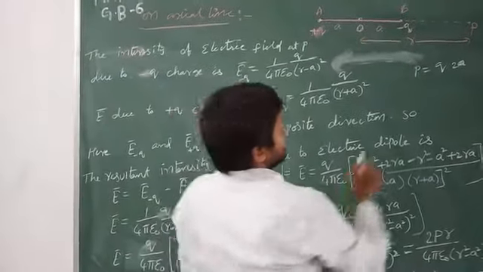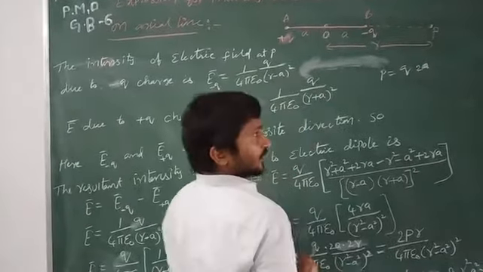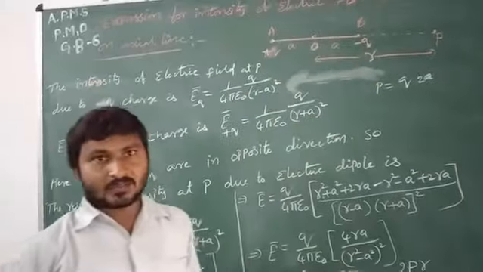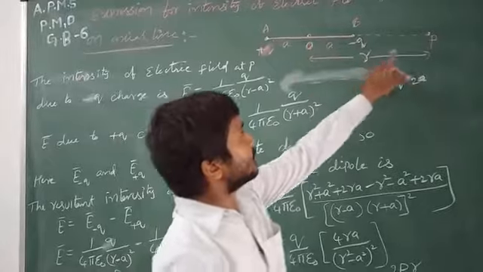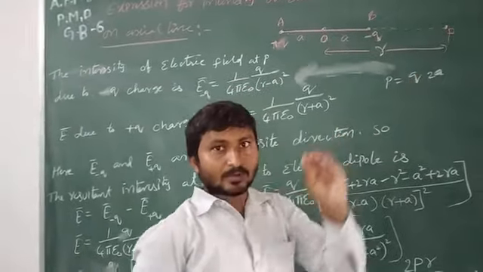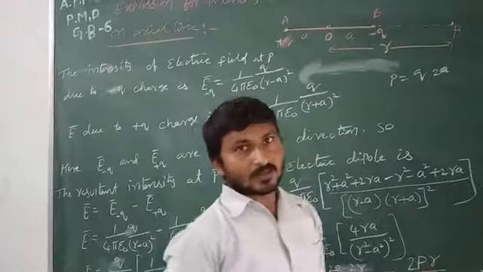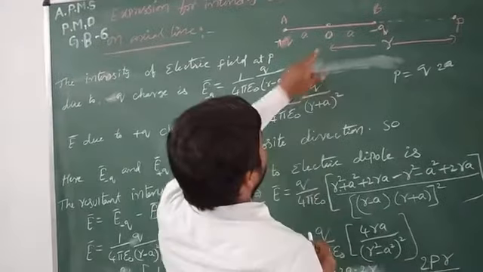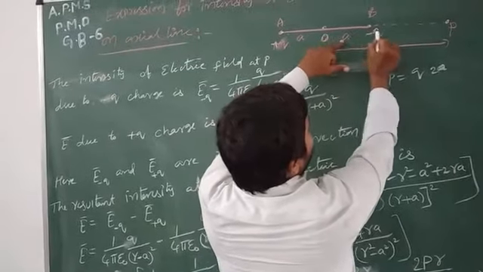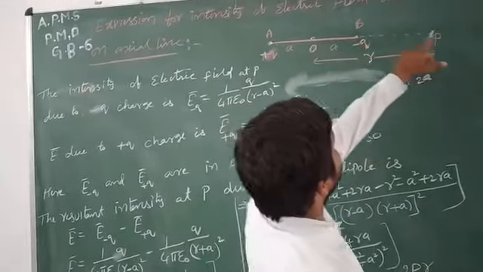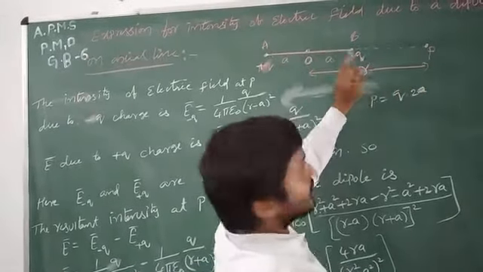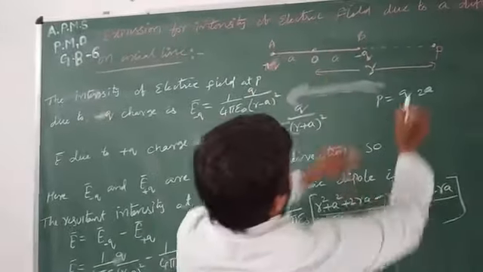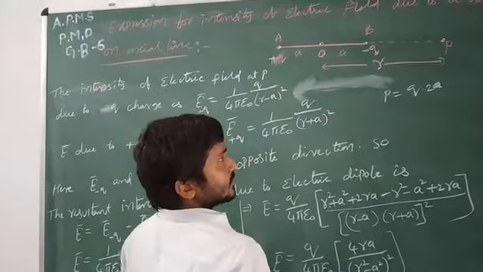Now let us consider a point P on the axial line which is at a distance r from the center of the electric dipole, where we are going to find the intensity of electric field. This point P is at a distance of r minus a from the minus q charge, and at a distance of r plus a from the plus q charge.